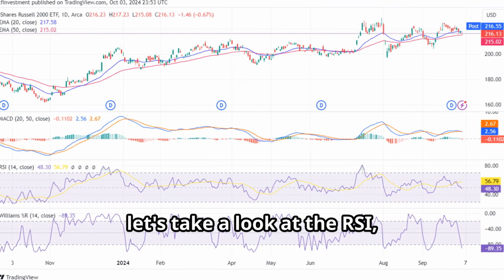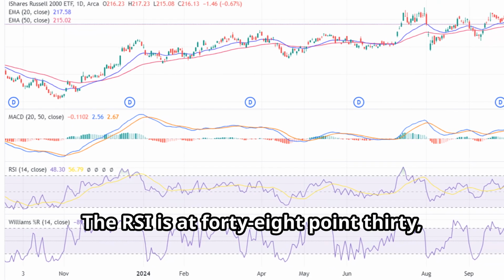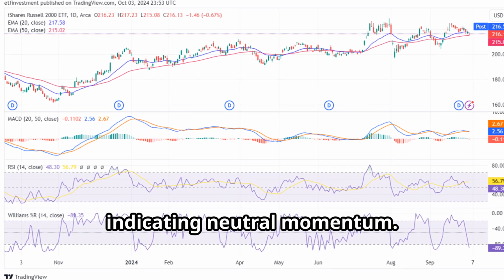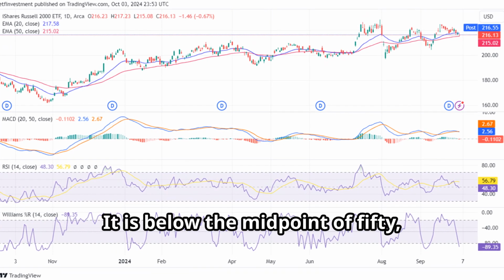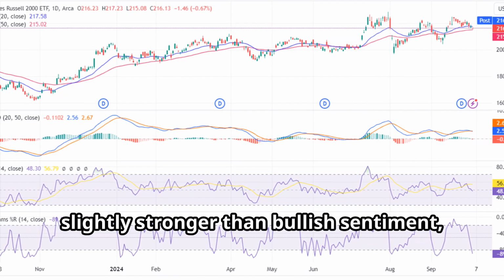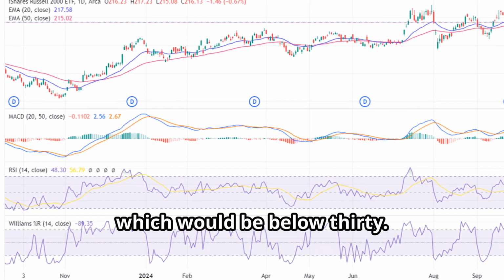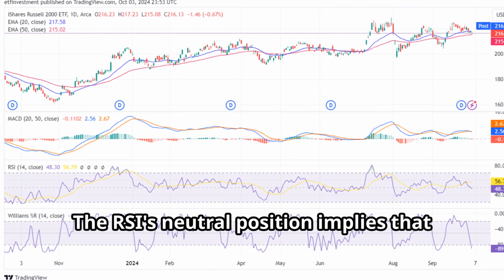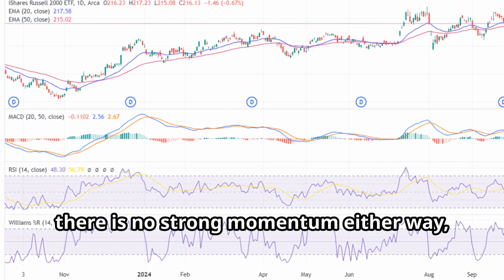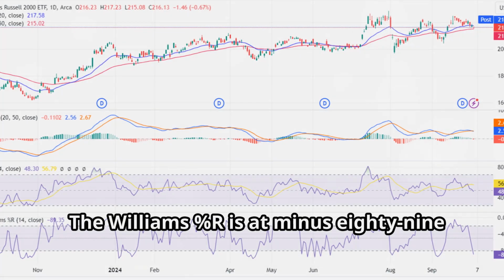Now let's take a look at the RSI, or Relative Strength Index. The RSI is at 48.30, indicating neutral momentum. It is below the midpoint of 50, suggesting that bearish sentiment is slightly stronger than bullish sentiment, but the index is far from oversold conditions, which would be below 30. The RSI's neutral position implies that there is no strong momentum either way, but it leans slightly toward the downside.